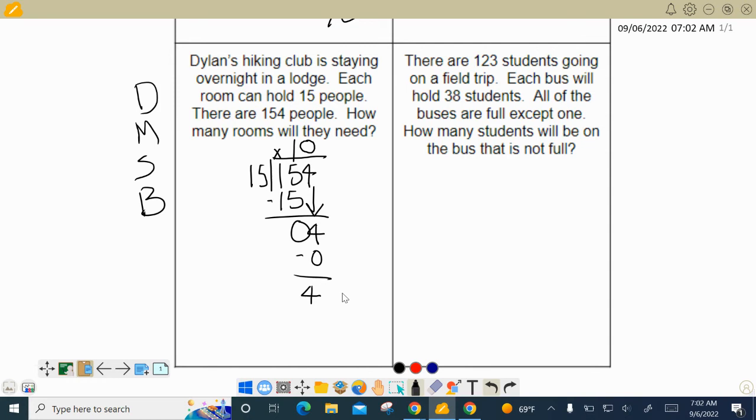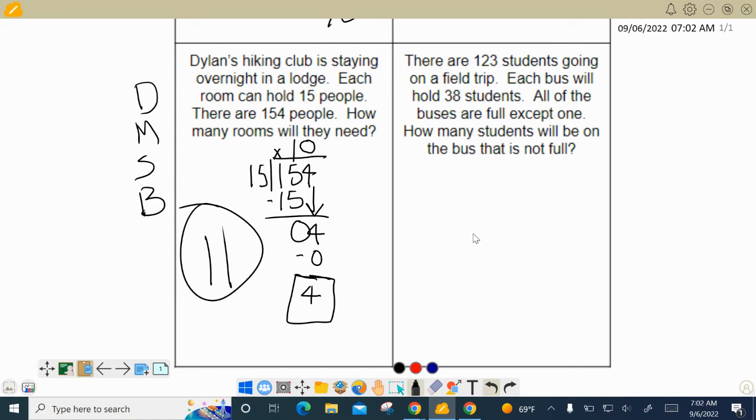If we know that each room can hold 15 people, there are 154 people, everybody must have a room. How many rooms do they actually need? For this one, you should have said 11 because 10 rooms could hold 150 people, but there's 154. You can't let these poor 4 people sleep out in the rain. You have to put them in a lodge. So you would need an extra room, 11 rooms to hold those 4 leftover people.